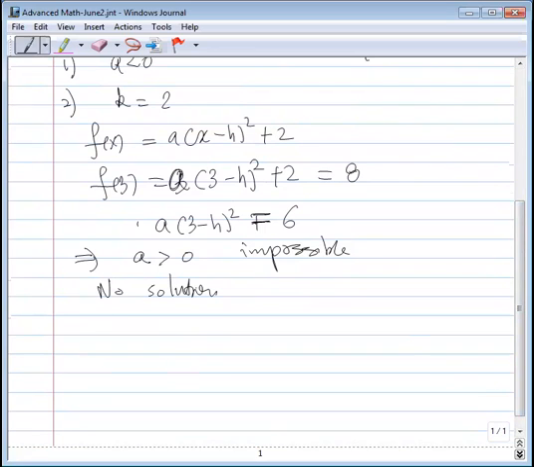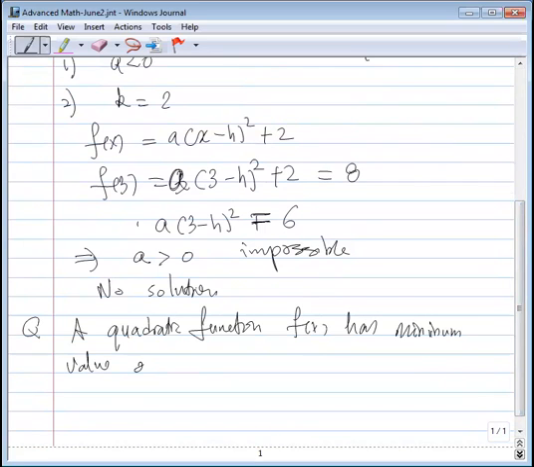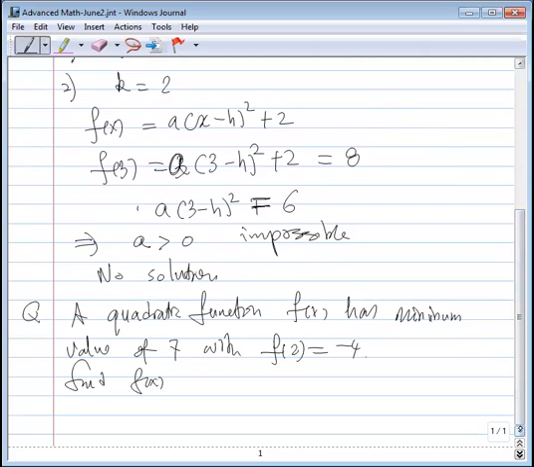Now let's look at the next problem. Maybe it has a solution. Okay, a quadratic function f of x has a minimum value of 7, whereas f of 2 equals negative 4. Find the f of x.